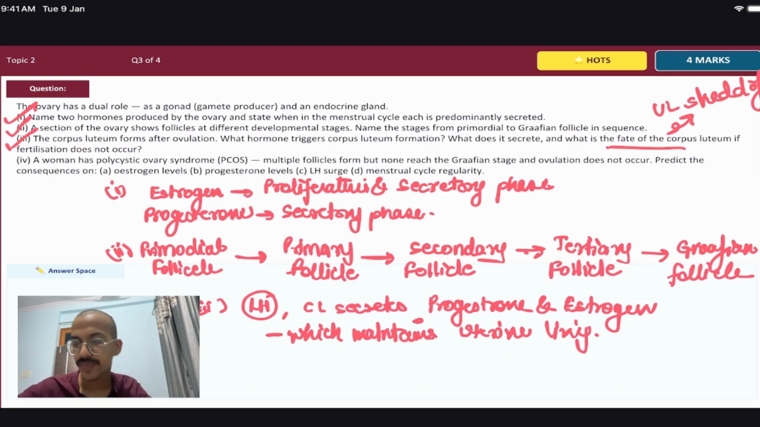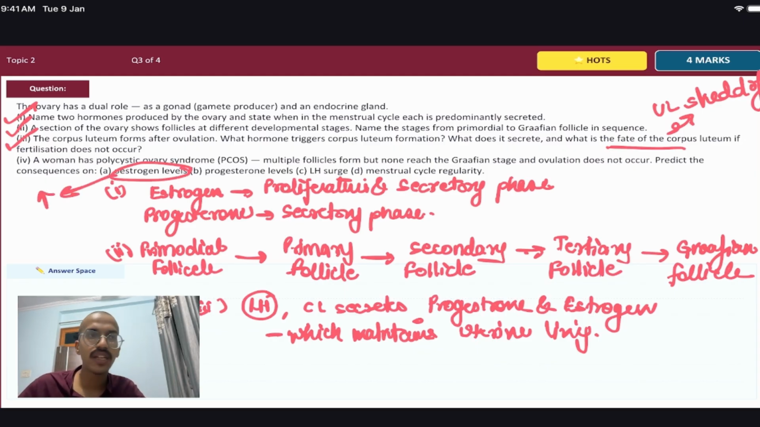Moving on to the next one. A woman has polycystic ovary syndrome, which means that multiple follicles form but none of them reaches the Graafian follicle stage and ovulation never occurs. Predict the consequences on the estrogen level, progesterone level, LH and the menstrual cycle regularity. First of all, estrogen level. Since estrogen is secreted during the initial phase, the follicles are able to form up to a certain point but not the Graafian follicles, so estrogen will be there. Estrogen levels will be higher.